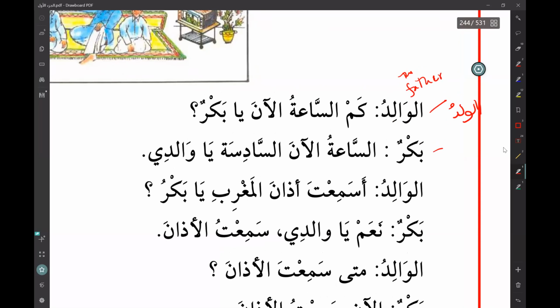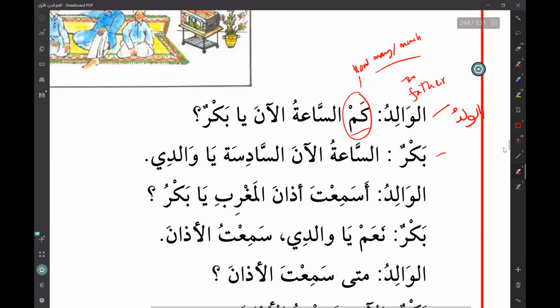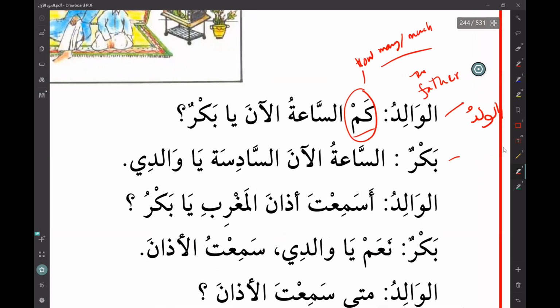Okay, we have kam. So what is kam? What does kam mean? Remember, we've been seeing this word come up so many times. Kam can mean how many or how much, right? We've been seeing kam in this book quite often. And then it says as-sa'atu al-ana ya bakr.